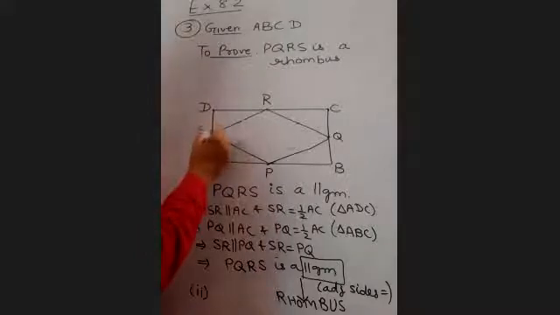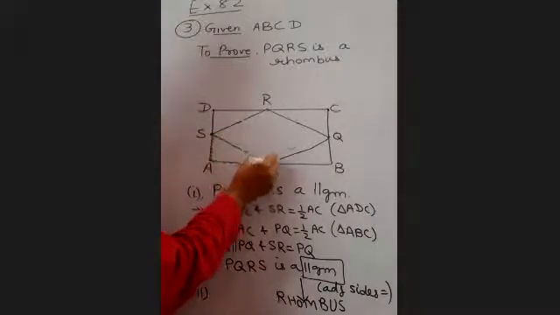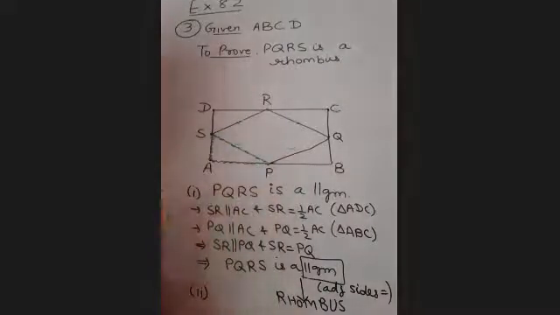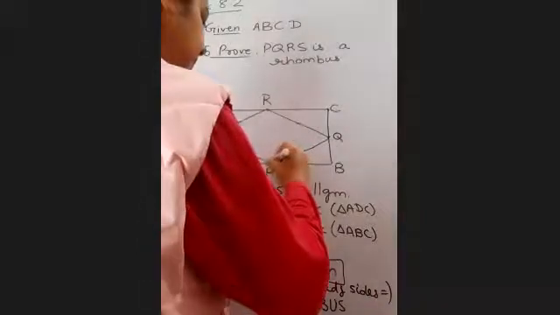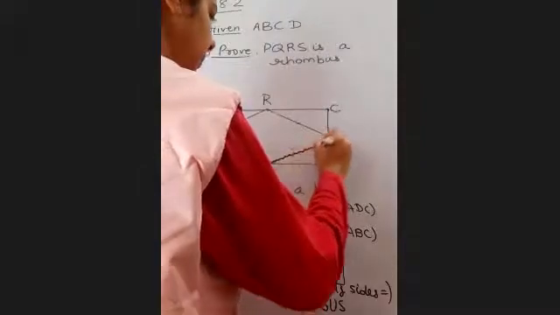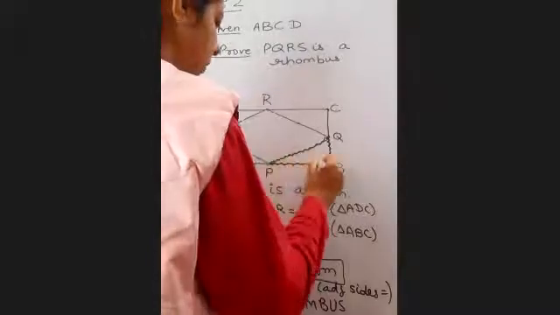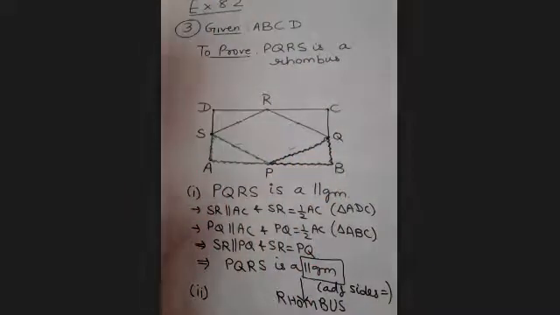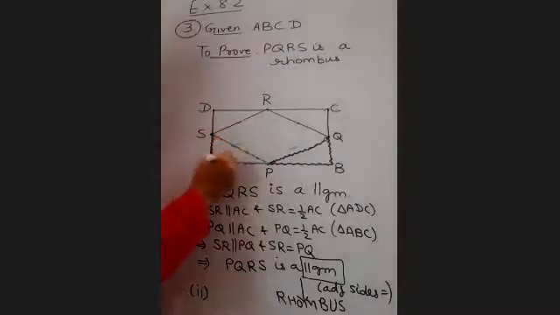Look for the triangles. This triangle contains PS, and this triangle contains PQ. So if I prove that these two triangles are congruent, I will be done.